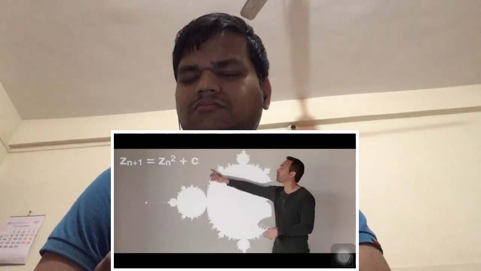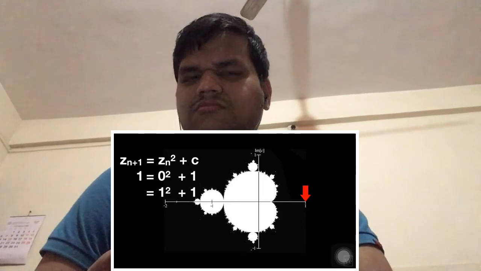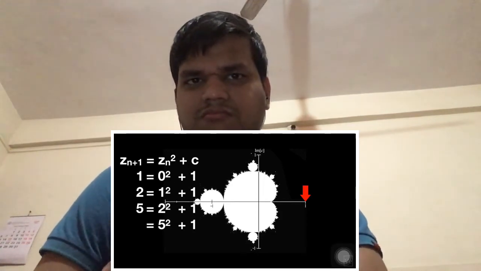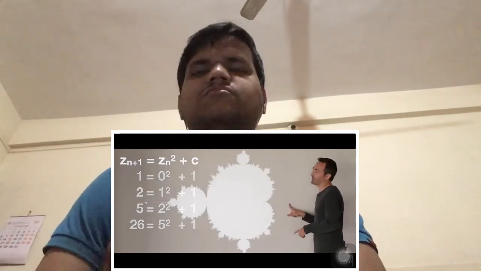So let's try, for example, c equals 1. So we've got 0 squared plus 1 equals 1, then 1 squared plus 1 equals 2, 2 squared plus 1 equals 5, 5 squared plus 1 equals 26. So pretty quickly you can see that with c equals 1, this equation is going to blow up. So the number 1 is not part of the Mandelbrot set.